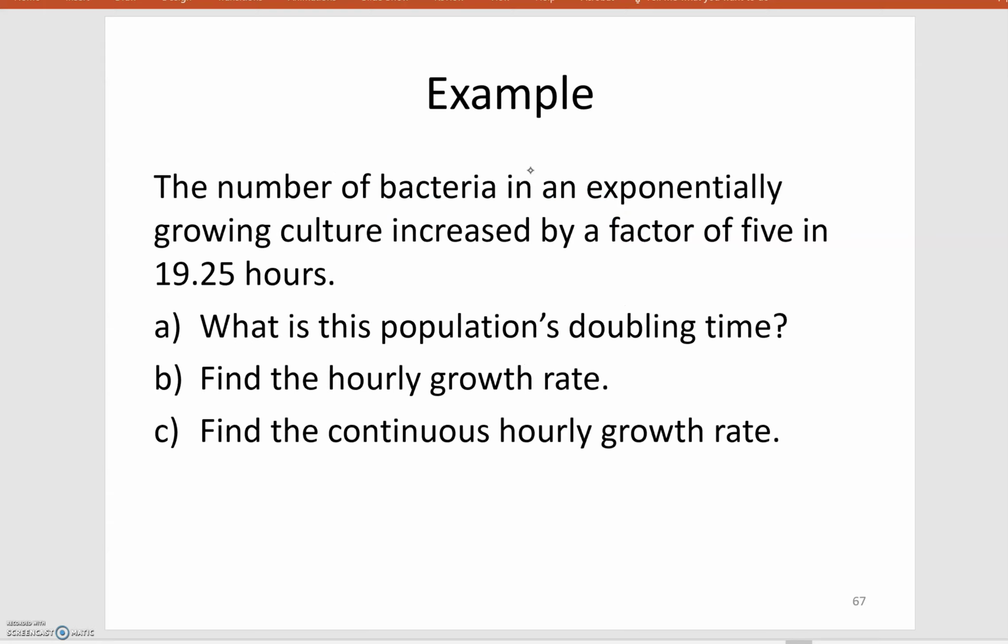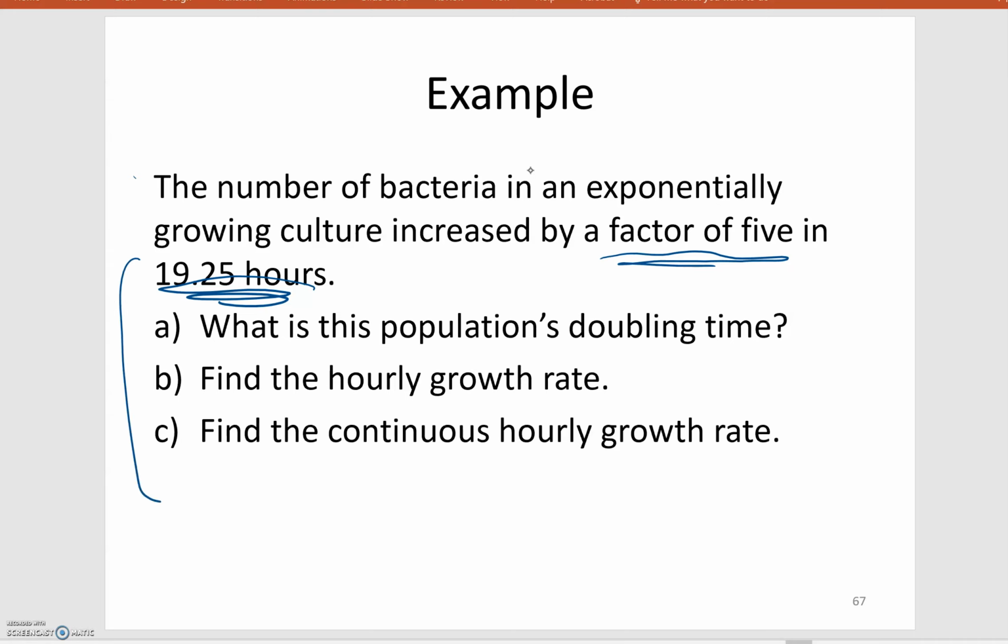The number of bacteria in an exponentially growing culture increased by a factor of 5 in 19.25 hours. And then we've got a whole bunch of questions about this. So first of all, we need a model. And we are given this kind of weird piece of information. We're used to having a doubling time or a half-life, but this is growing, but instead of giving a doubling time, we've given a quintupling time, right?